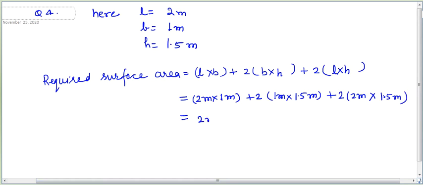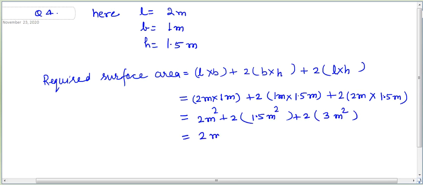It is 2 square meter plus twice of 1.5 square meter plus twice of 3 square meter, because 1.5 को जब हम डबल करते हैं तो 3 होता है. Now it is 2 square meter plus 3 square meter plus 6 square meter. Okay students, finally add all these. 2 plus 3 is 5, plus 6 is 11. It is 11 square meter.